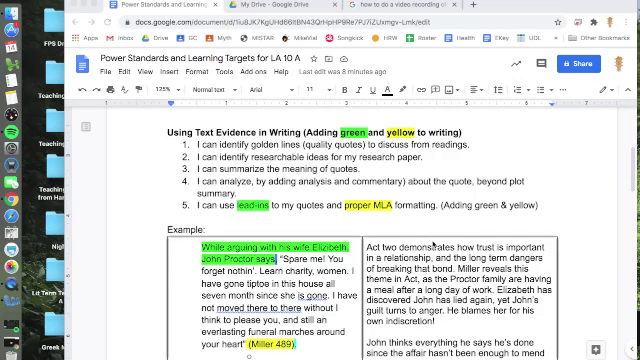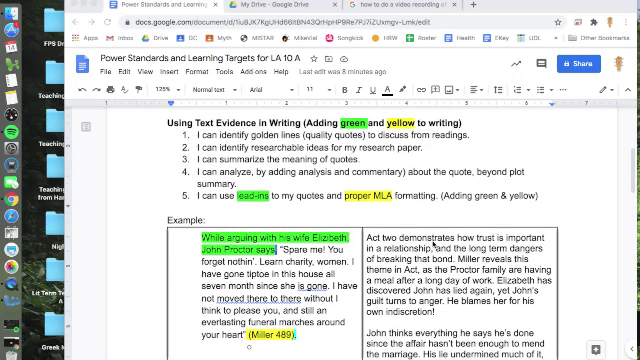The second power standard is a big one, using text evidence in writing. It's also identifying what I call golden lines in our reading, improving our reading and writing of what are important quotes that we can make commentary about from our readings in class or articles. So if we look through the 5 targets, I can identify golden lines, that just means quotes, good quotes to discuss from our readings. I can identify researchable ideas from my research paper. I can summarize the meaning of these quotes in my own words.